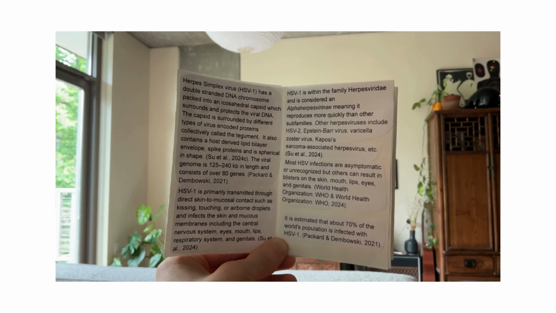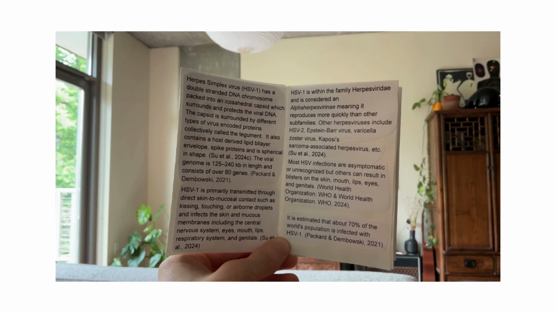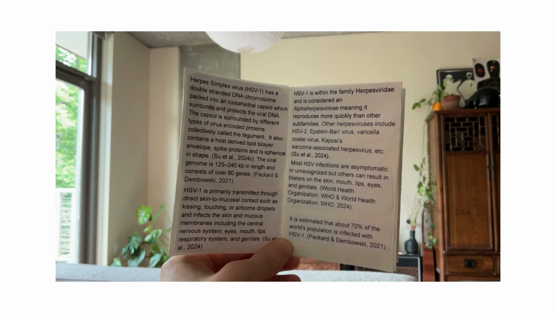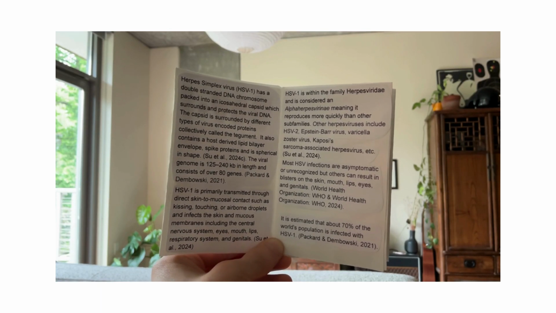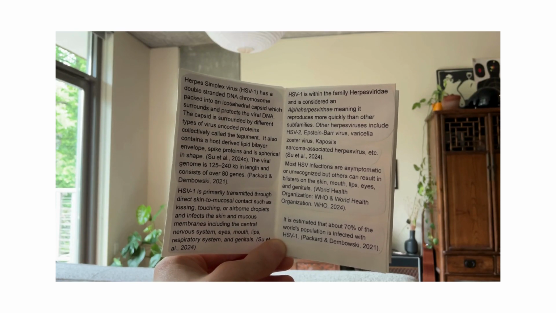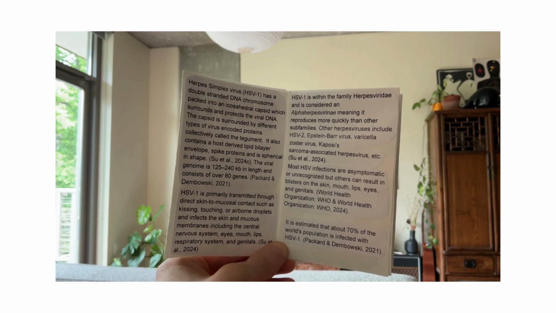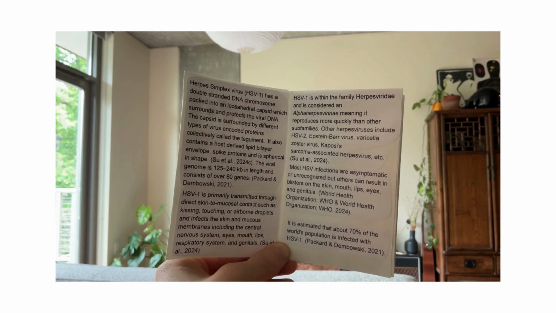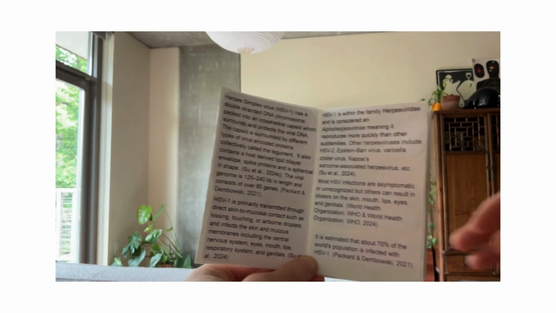HSV-1 is within the family Herpesviridae and is considered an alpha Herpesviridae, meaning it reproduces more quickly than other subfamilies. Other herpes viruses include HSV-2, Epstein-Barr virus, and varicella zoster virus. Research has shown that HSV-1 infection can increase the risk of developing HIV.